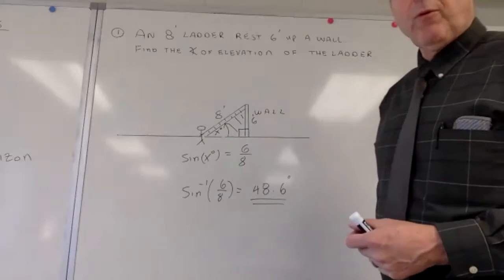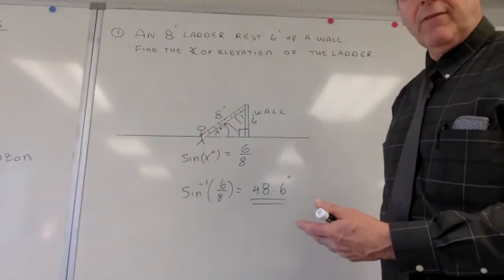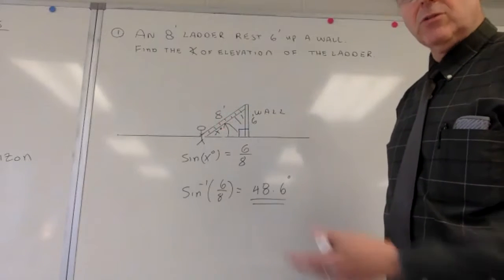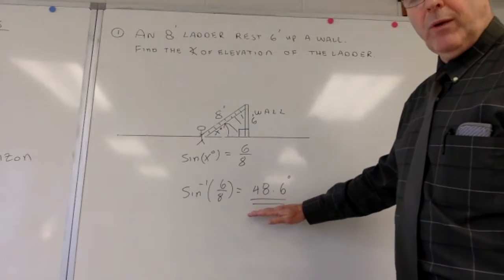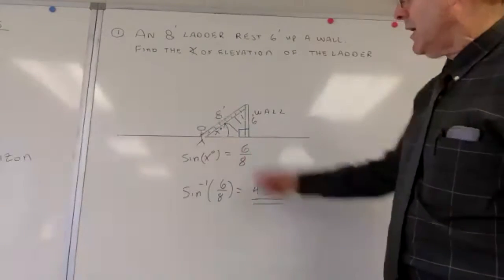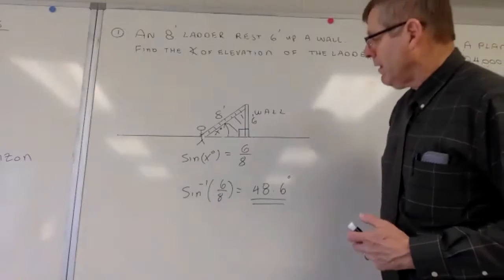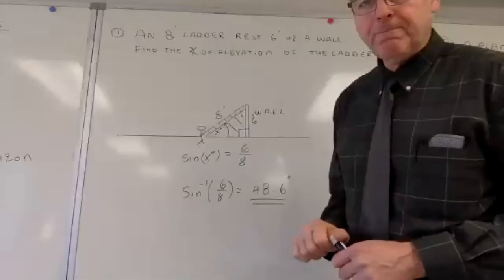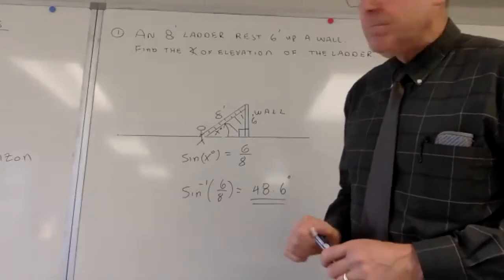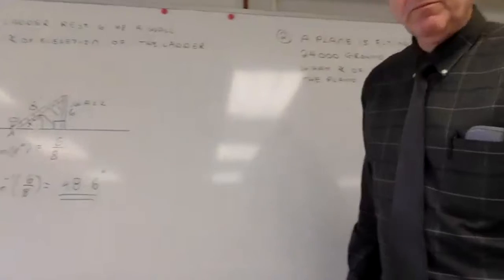The company I work for might say that if the angle of elevation of your ladder is ever below 45 degrees, it's a safety hazard because your ladder might collapse. In this case, it's 48.6. It's above 45 degrees. I can go ahead and safely complete that work. All right. Any questions on this example before we move on? All right, good. So let's come over to another example.